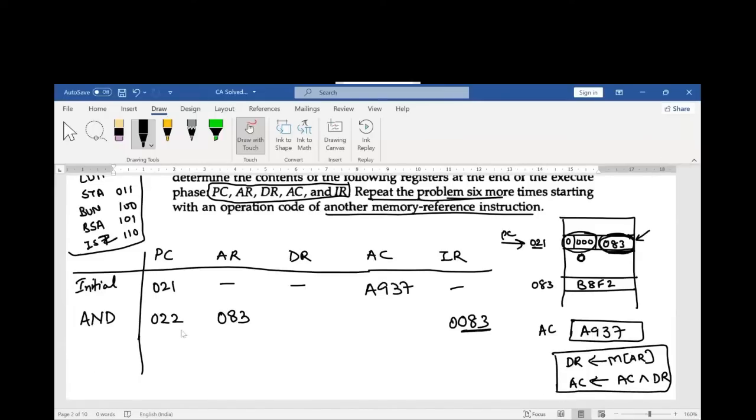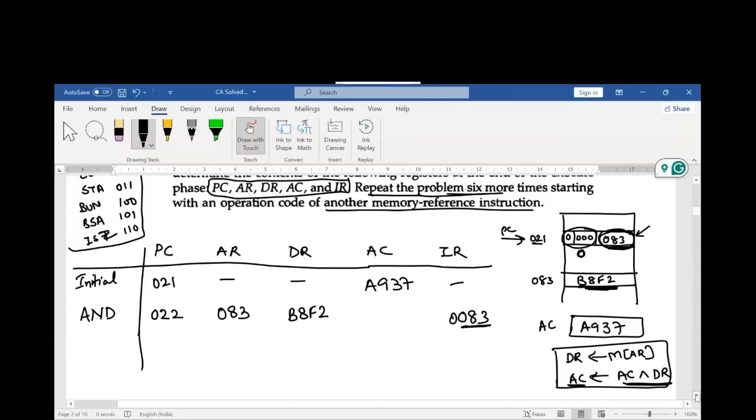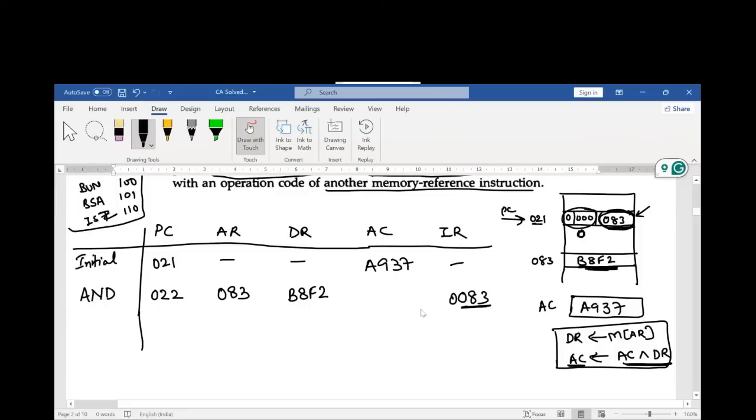So after completion of the AND instruction, my DR will have M of AR. Now what is M of AR? AR is 083. So M of AR is this one, B8F2. That would be stored in DR. And what will AC have? AC will have the resultant value after you perform the AND operation between AC and DR. So let us quickly perform the AND operation between AC and DR.